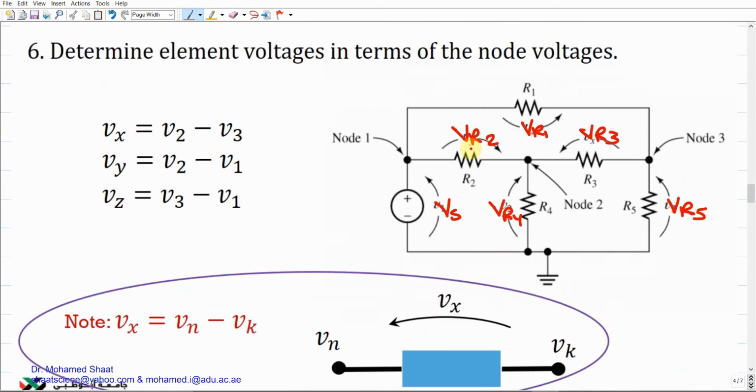Each one of these element voltages depends on the voltage at its two nodes. Here we have node V1, node V2, node V3. Here we have V0. We can assume that V0 is just 0. This is our reference, just set this value to 0, right? So we're going to have 4 nodes. Your objective is to find VR1 in terms of V1, V2, V3, V0. The same thing for VR2, VR3, VR5. It means that step 6 is just to write an equation for each one of these element voltages in terms of the voltages of its nodes. Very simple. How can we do it?